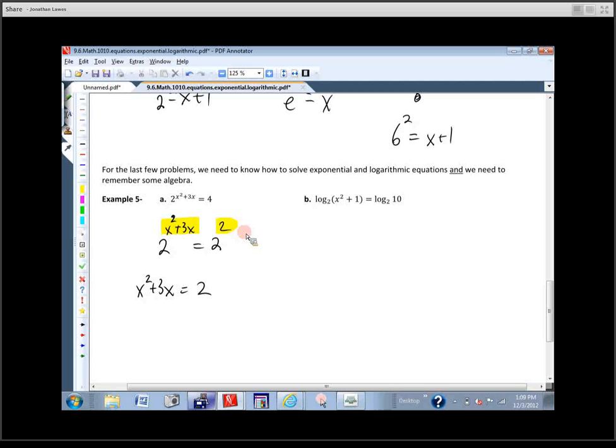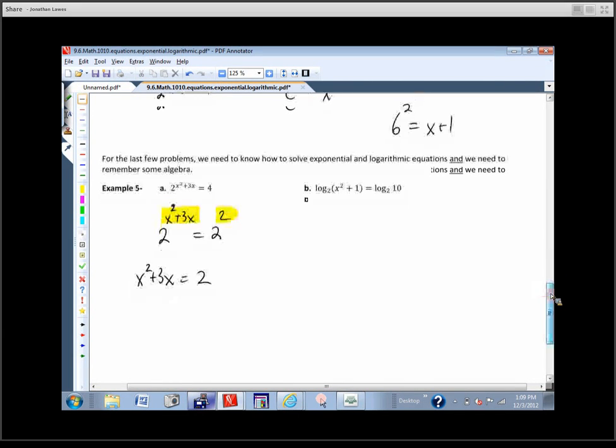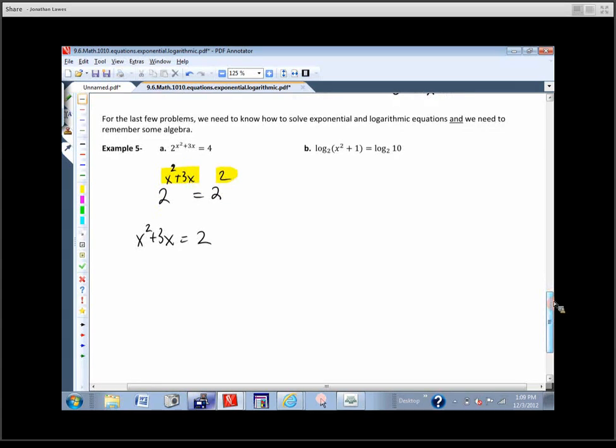Well, at least I've got the exponentials out of the way, but now what's my problem? I've got to solve this. And this is a quadratic. It's got an x squared term and it's got an x. So what do we do with this? We could complete the square if we wanted to. We could set it equal to 0. We could use the quadratic formula. We could factor it. Any one of those techniques would work.